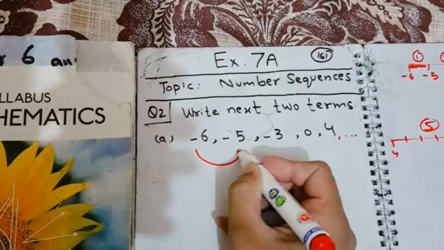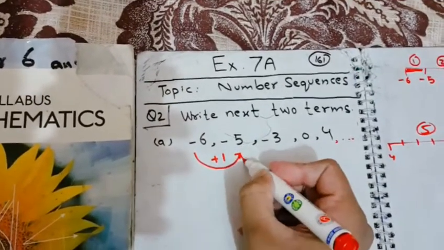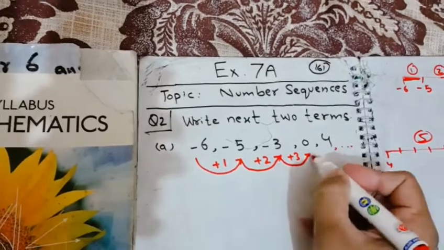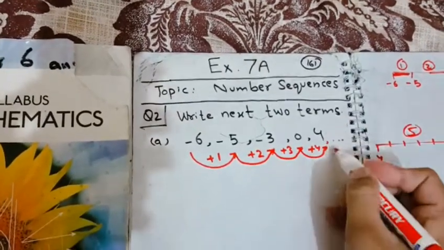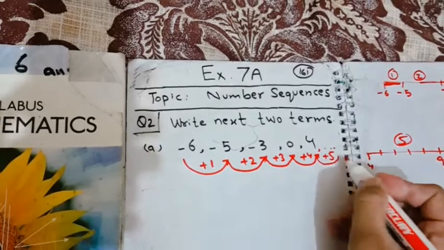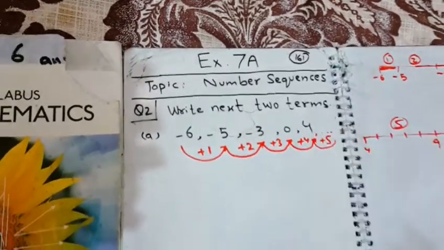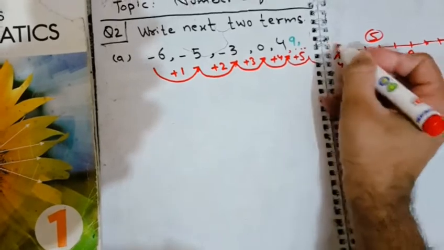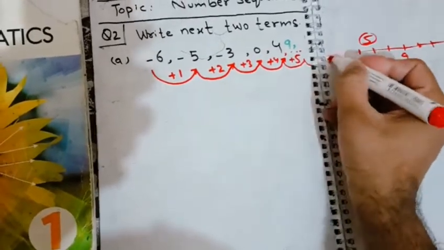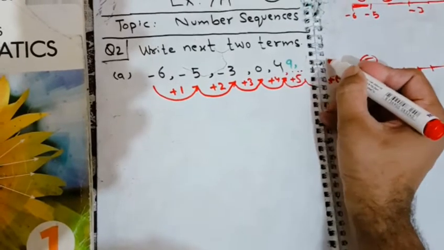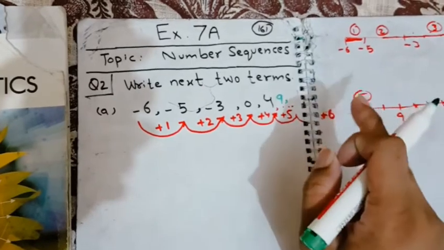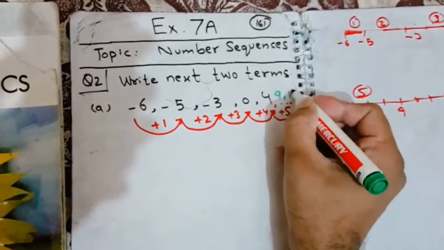Here is the gap of plus 1, here plus 2, here plus 3, here plus 4. Then definitely the next one will be positive 5, which gives us 9. We can write 9 here, and after positive 5 there will be the gap of positive 6, and if we add 6 to 9 we shall get 15. So after 9 we give a further gap of 6 and we get 15.